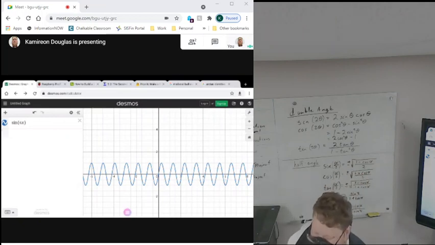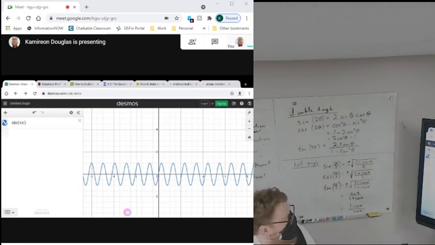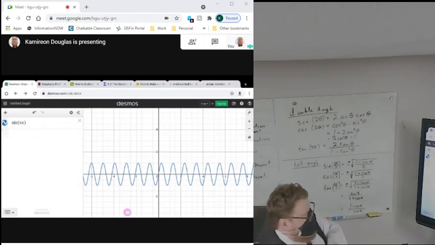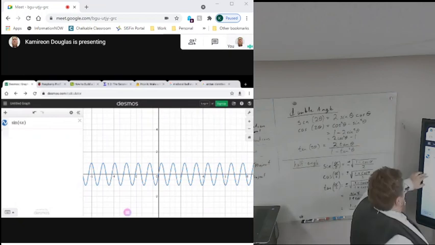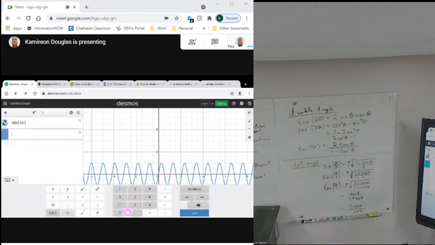Beautiful. All right, our second version was 2 times sine 3x cosine 3x. This should be the same graph according to our functional rules. Let's graph it. 2 sine of 3x cosine of 3x. Oops.